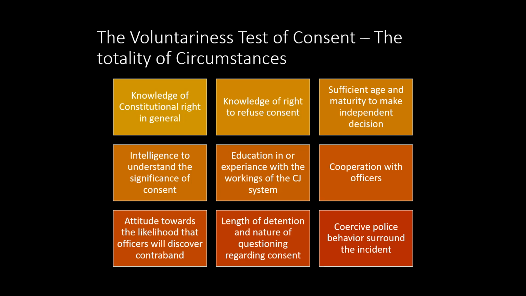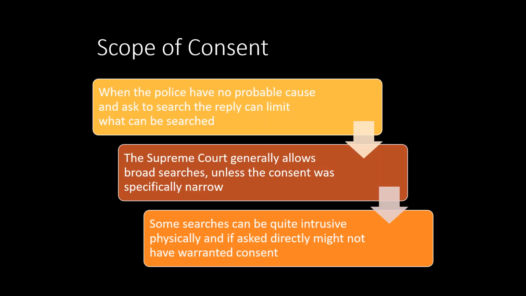The scope of consent is the next real big thing we're going to talk about. When the police have no probable cause and ask to search, I can tell you how much you can search. So, if you say yes, search, that's very broad. We're going to interpret that in favor of the police. But if I say, hey, can I search your bag? And you say, well, you can search this bag, but you can't search that one, that's okay. I can limit my search because you don't have probable cause for the search. If I say, well, you can pat my wife and me down, but you can't touch my child, the Supreme Court allows broad searches, but you can narrow them.